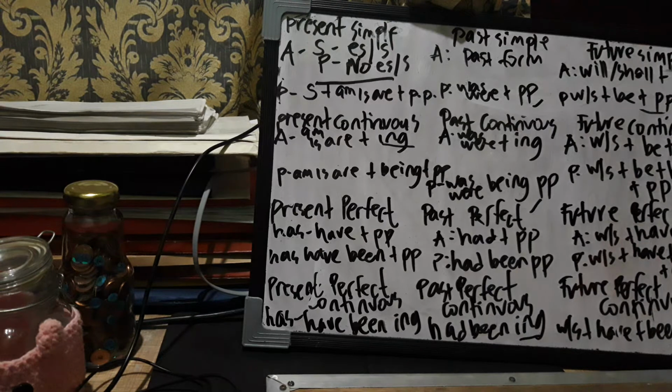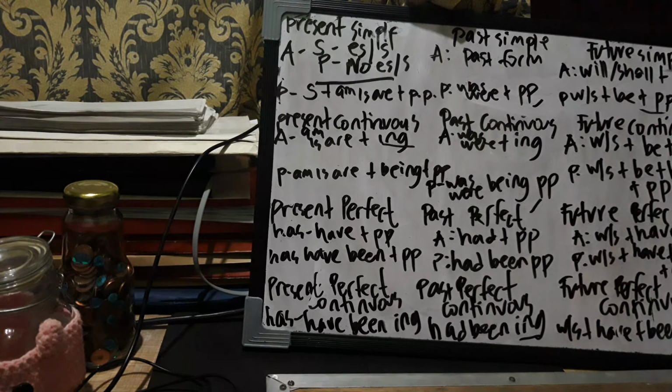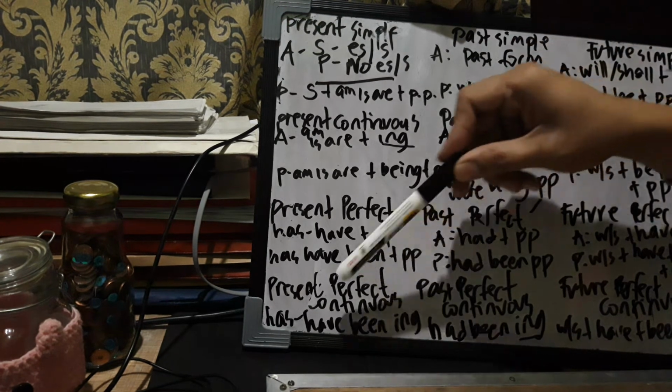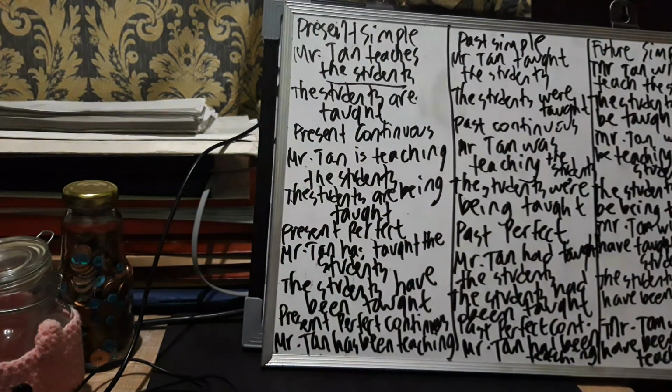For the future perfect, will/shall have plus the past participle. For the passive, will/shall have been plus the past participle. For the future perfect continuous, will/shall have been plus the present participle. So guys, you just try only to follow the pattern and how to make an active and passive for the 12 tenses of verbs. And again, I repeat, for the perfect continuous, we have the present, the past, and the future. There are no passive forms. That's why I made an example for each of the patterns.